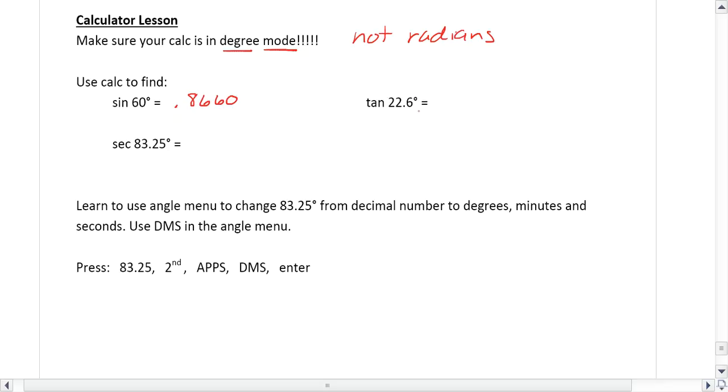Find the tangent of 22.6 degrees, just punch tangent and the degrees, and it's approximately equal to 0.4163. So try those. And then here, secant, right? We don't have a secant button on our calculator, but we know that secant is the inverse of cosine. So you punch 1 divided by cosine, and then enter your 83.25, and if I did this right, this is about equal to 8.5079.